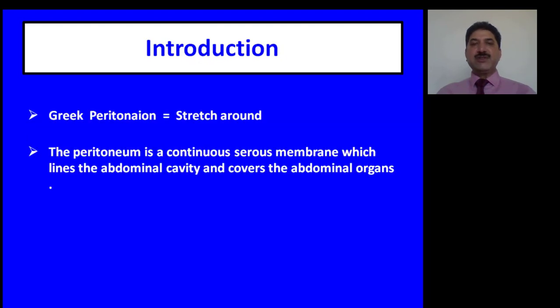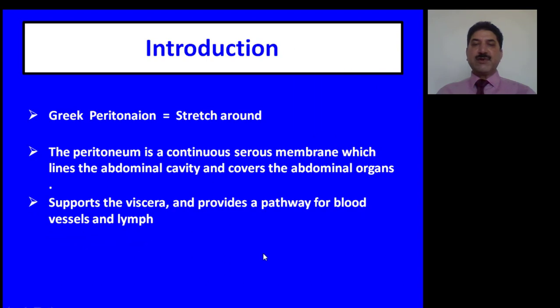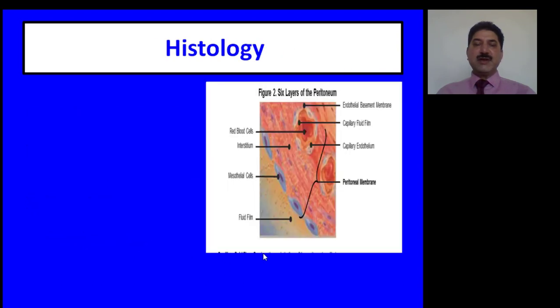The word peritoneum is derived from the Greek word peritonion, which means stretch around. Peritoneum is a continuous serous membrane which lines the abdominal cavity and covers the abdominal organs. It supports the viscera and provides a pathway for blood vessels and lymph.